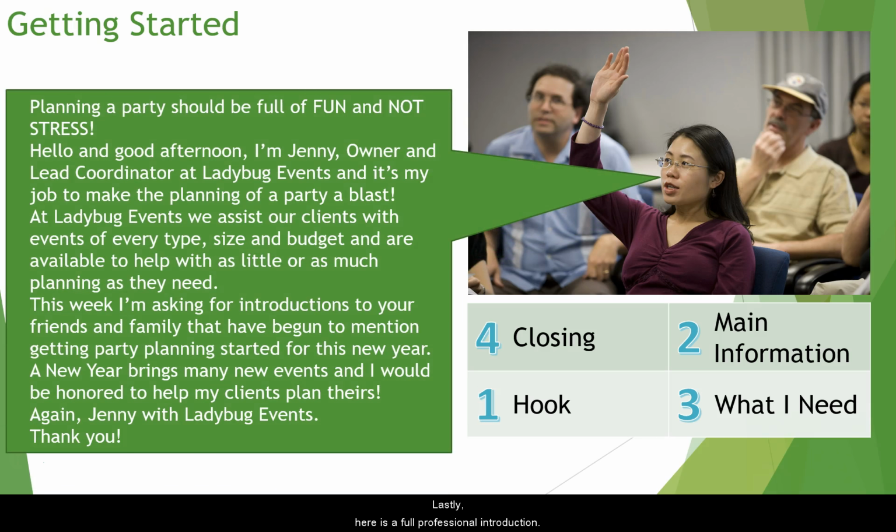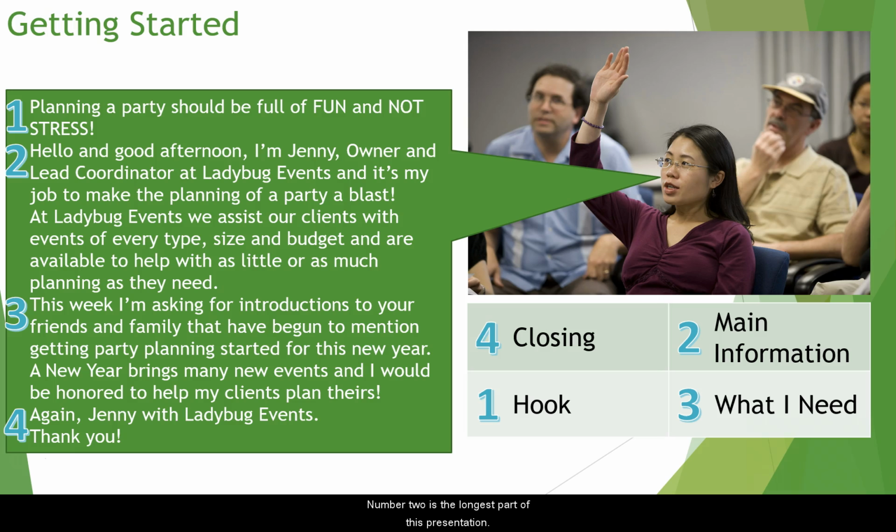Lastly, here is a full professional introduction. Go ahead and label the parts of this introduction with number 1 for the hook, number 2 for the main information, number 3 for what I need, and number 4 for the closing. Where do you put the numbers? Okay, here's number 1. Here's number 2. Here's number 3. And here's number 4. So number 1 in this case, the hook is 1 sentence, a very simple, bold statement.